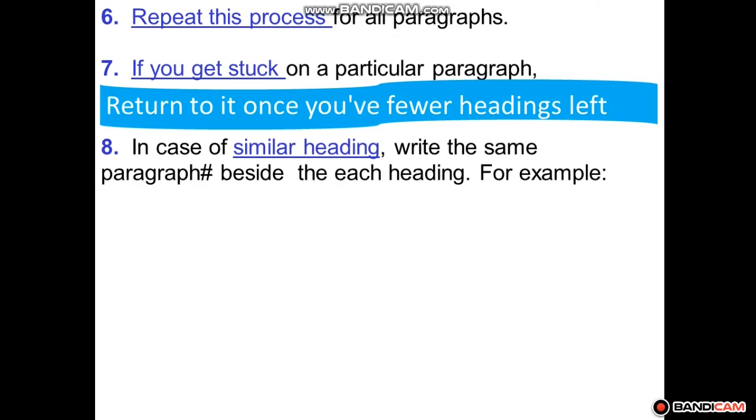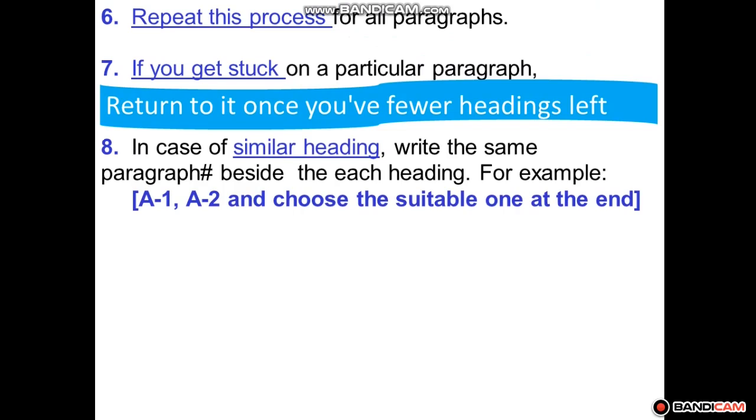And number 8, in case of similar headings, where you are confused, what you should do is write the same paragraph number beside each heading. You will see it practically once we have started the practice. For example, A1. Now there is paragraph A, and you see there are 2 similar headings. With one heading, which you think is closer, you can write A1, and beside the other one you can write A2.